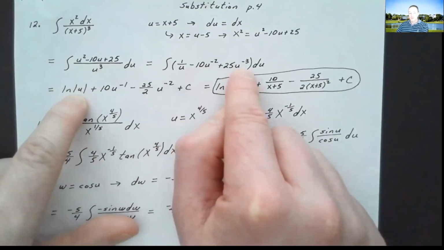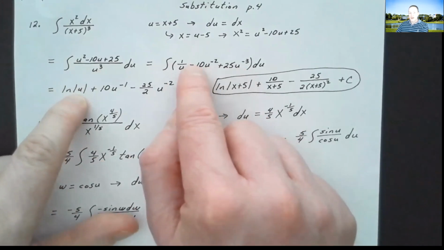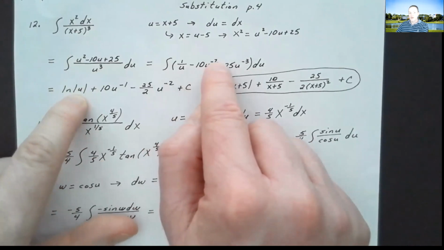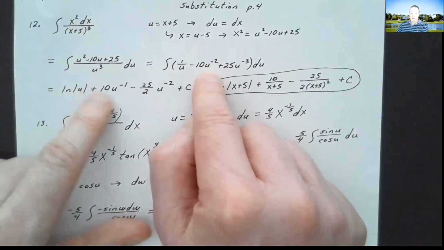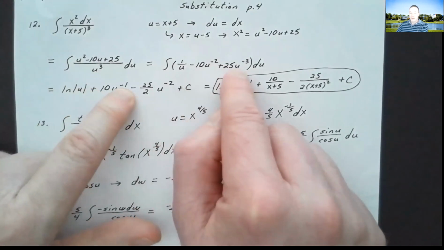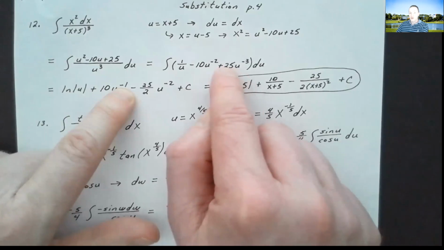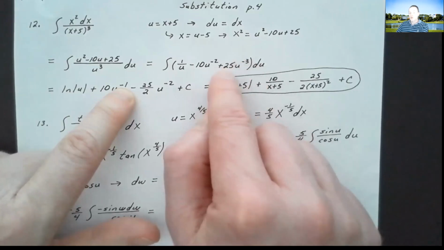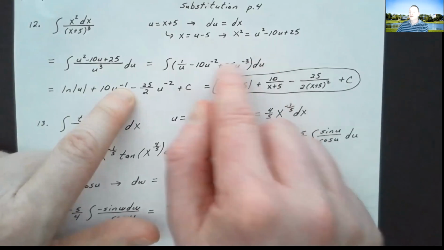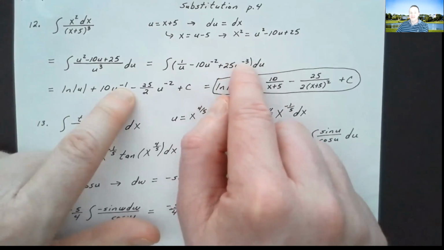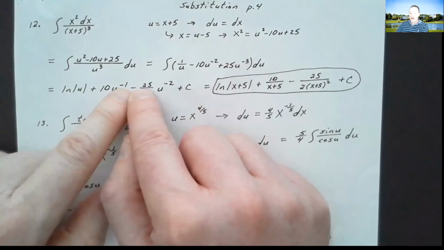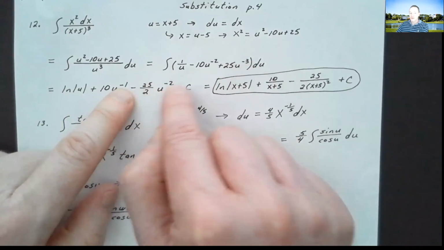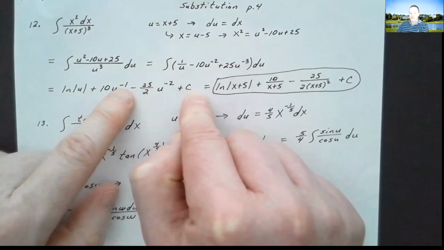The other two I use the power rule on. So I'll have minus 10 u to the negative 1 divided by negative 1. That's why that's becoming plus 10 u to the negative 1. And then my last term would be plus 25 u to the negative 3, you add 1 to the exponent, so plus 25 u to the negative 2 divided by negative 2. That's why you'll see I have minus 25 over 2 u to the negative 2 plus the constant of integration.